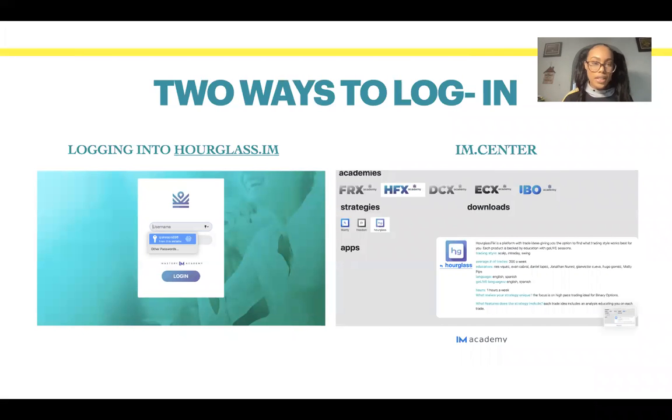So there are 2 ways to log into Hourglass. You can actually type it in your browser, hourglass.im, and it'll bring up the product right away, and you just log in. Or you can go to im.center, go to strategies, and go to HFX, and you will find your Hourglass tool that way. So either way works.